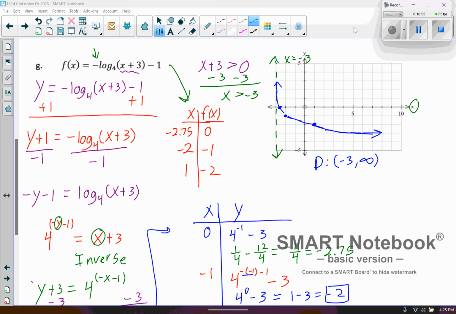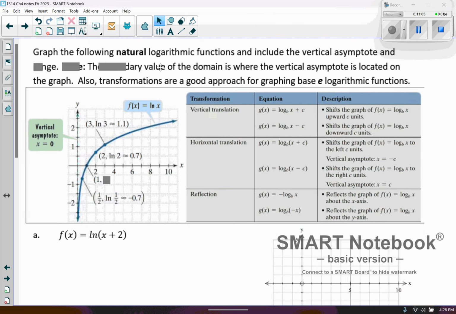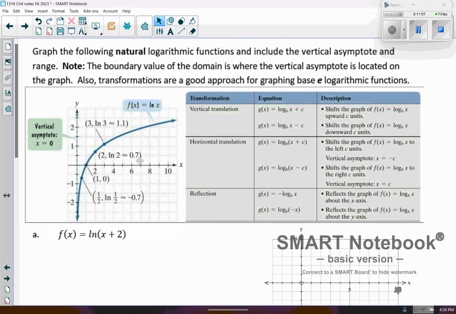All right, I've got good news. We've got one more page of graphing, and then after that, we're not going to be graphing in the next section. So, okay, what we're going to look at now is graph the following natural logarithmic functions and include the vertical asymptote and range. Once again, that should actually say domain. All right, and so note the boundary value of the domain is where the vertical asymptote is located on the graph. So wherever that boundary value is, we've already talked about that.